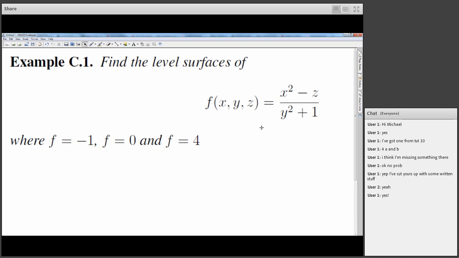So in this case, I've got this level surface. I would like to fix it for a certain value. Let's call it f for the moment, and there's 3 different values. And I would like to try to work out what particular surfaces these are. And as you can see, all the terms here are quadratic or less, and therefore when you rearrange, it's going to give you a quadric surface.